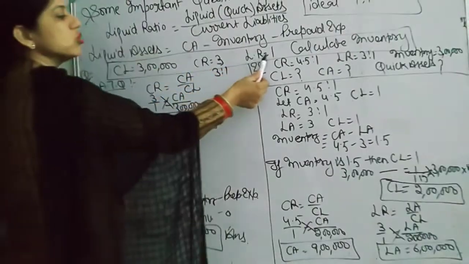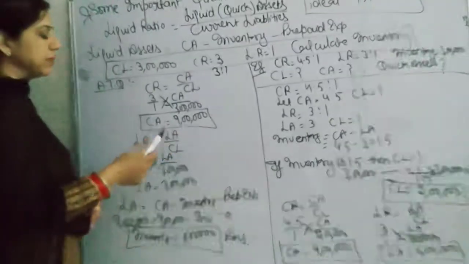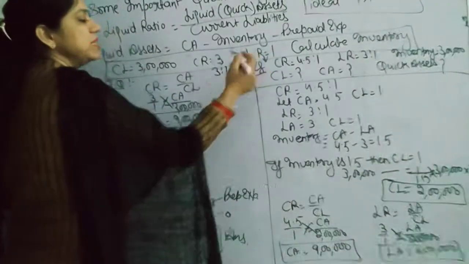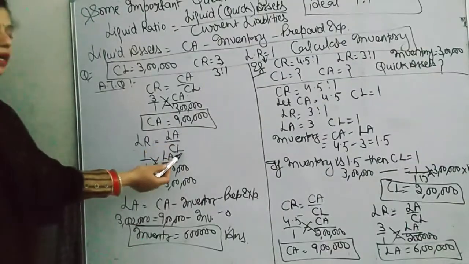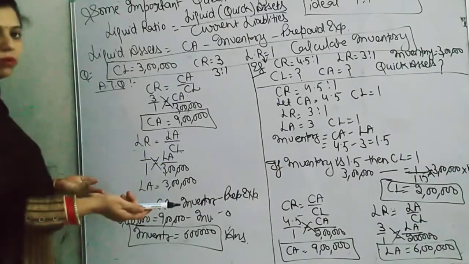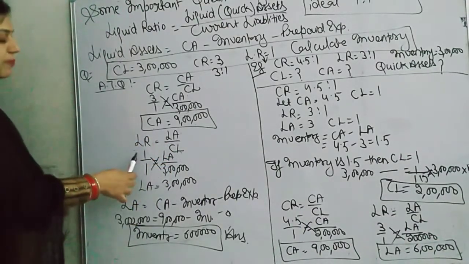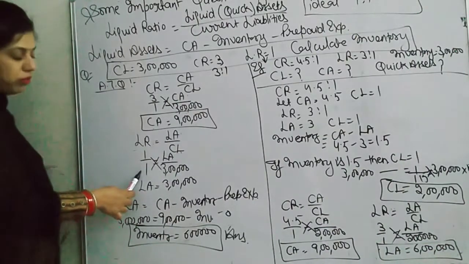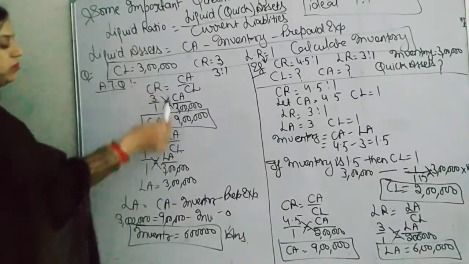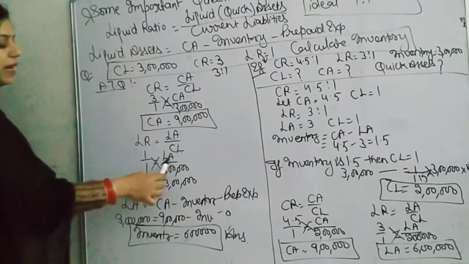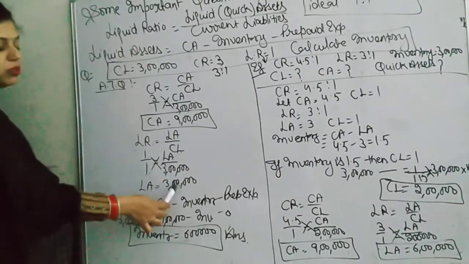Next we have liquid ratio 1, that means 1 is to 1. So liquid ratio is equal to liquid asset upon current liability. Just put that formula and put the information. 1 is to 1, that is 1 upon 1. Liquid asset we don't know, current liability is 3 lakh. So just cross multiply, then liquid asset will become 3 lakh.